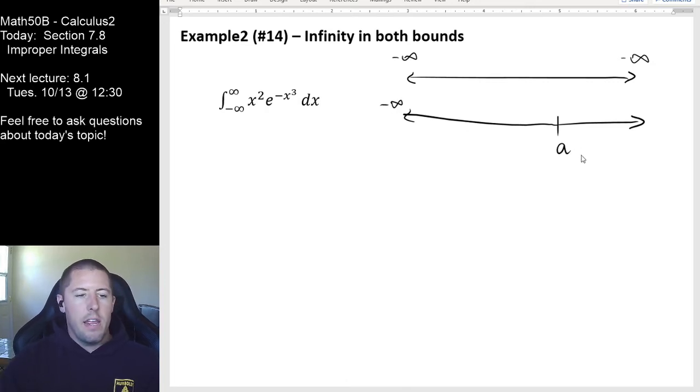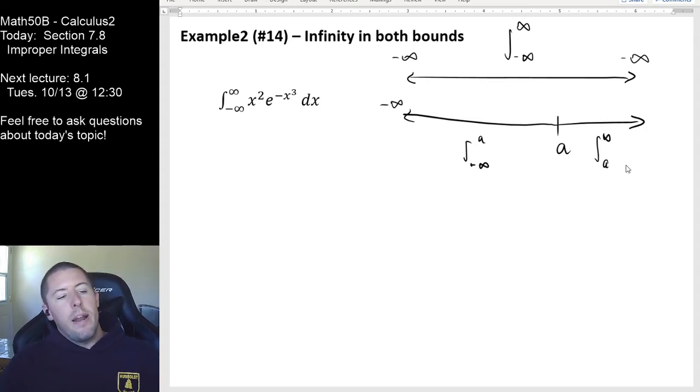I'll just call it A right here. We can form an integral from negative infinity to A, and then an integral from A to positive infinity. This is generally a good way to make sure that you only have one infinity to deal with at a time. You're allowed to do this at any location that you want for A, as long as A is not a place of discontinuity. Then we'd have to be slightly more careful. So in general, pick a nice point to cut this thing in half so we can deal with infinity one at a time. Negative infinity once, positive infinity once.